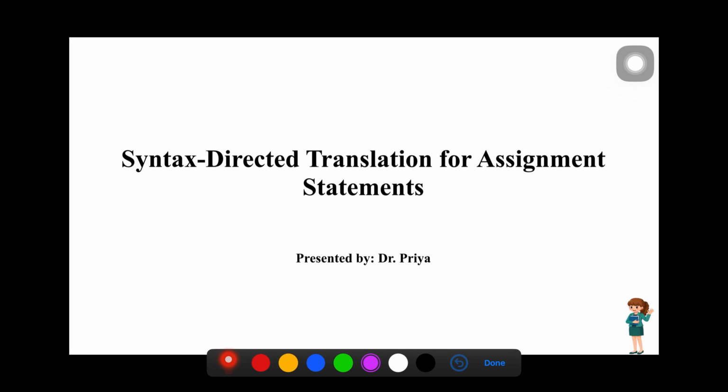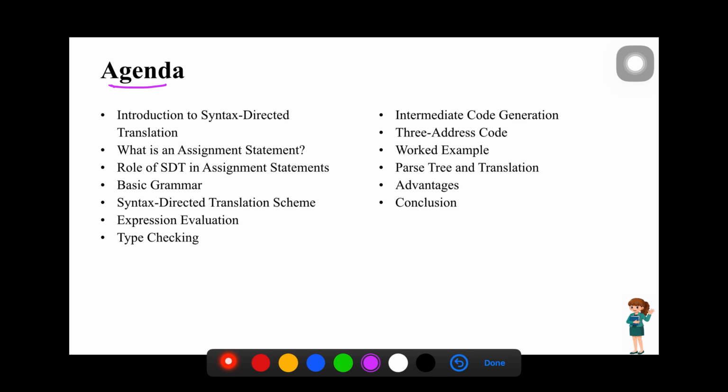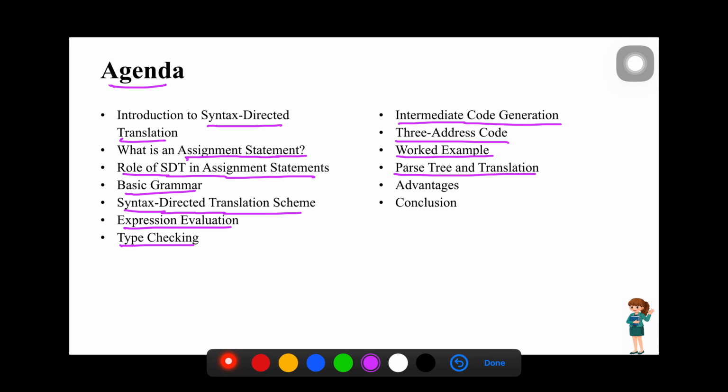Let's see the agenda. First, I will introduce the syntax directed translation and explain what an assignment statement is. Then I will explain the grammar used for assignment statements and how semantic actions are added to that grammar. After that, I will discuss expression evaluation, type checking, and intermediate code generation. Finally, I will work through some examples and explain the advantages and applications of SDT. And finally, we'll end with a conclusion. Let's move on to the next slide.